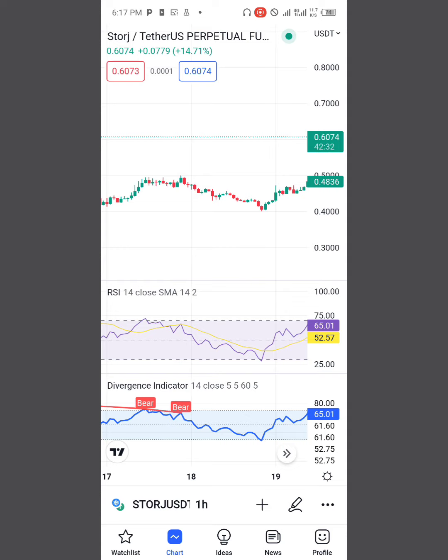And by the way, BTC is still bearish. Don't get fooled. BTC is still very much bearish, and I'm going to be talking about that in the next video.